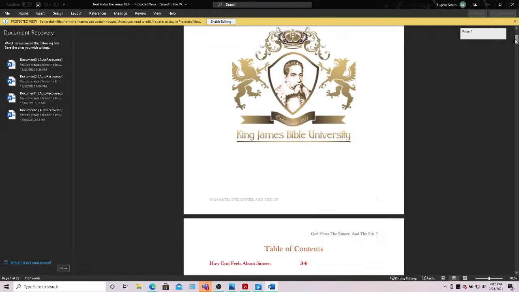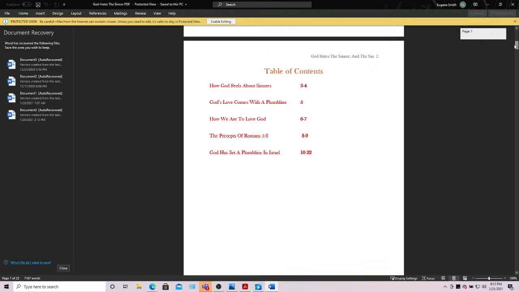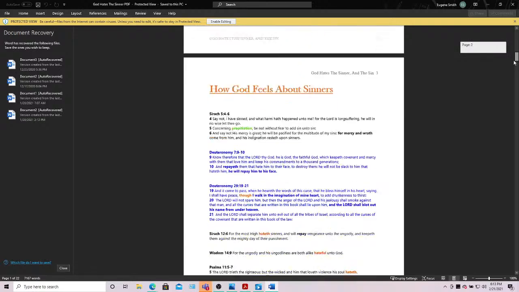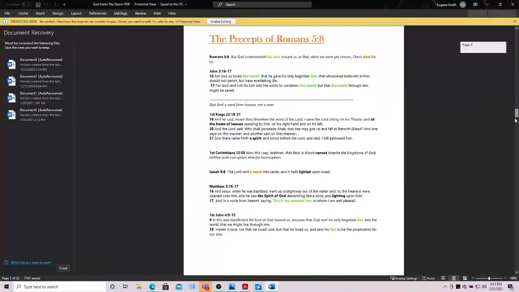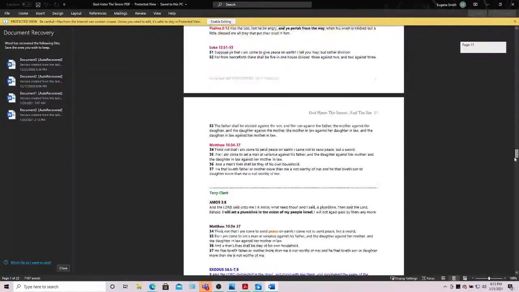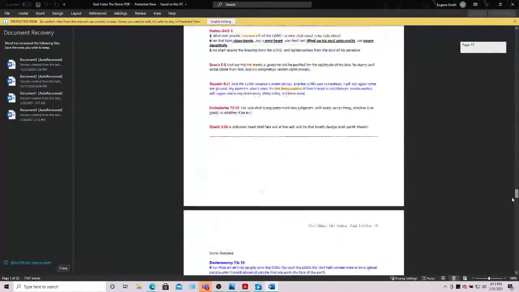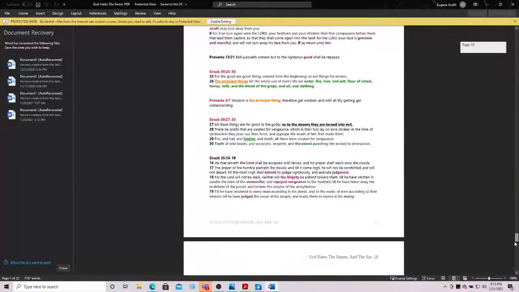So it's a cover page, and then we have the table of contents. So it's everything that we talked about. You remember the first one, how God feels about the sinners. That God's love comes with a plumb line, how to love God. Got the precepts of Romans 5 and 8, and the plumb line, which we were just going through right now. So all of these precepts for God hates the sinner and the sin are in this booklet that I put together. So that's a little memento of all of this hard work that we've been doing over all of this time.